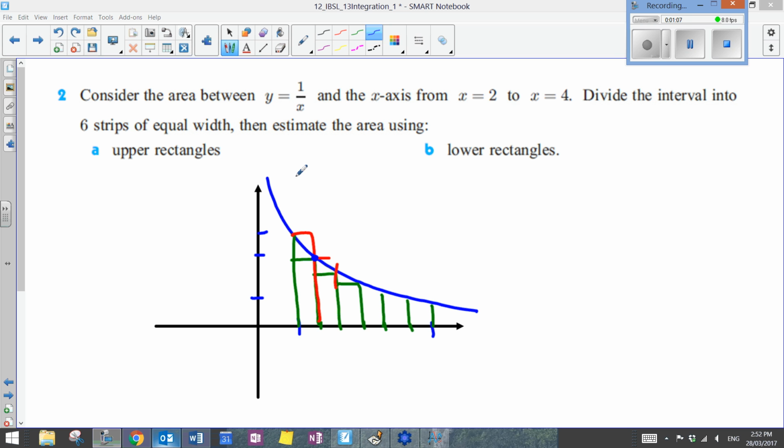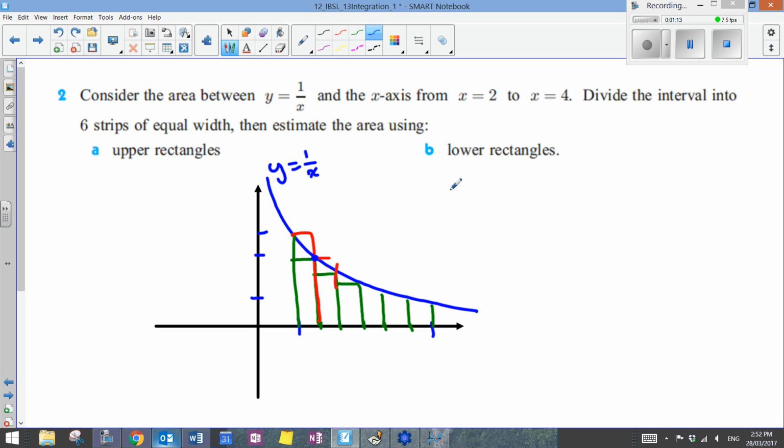So for example, if we were graphing y equals 1 over x, and we're asked to divide it into 6 strips of equal width. So we went ahead and made 6 separate strips: 1, 2, 3, 4, 5, and 6, and they're between an x value of 2 and an x value of 4. So if we want to figure out how wide each of these rectangles is, we would take 4 minus 2 and then divide by 6. So our width is 2/6 or 1/3. That means every one of these rectangles is 1/3 units wide.